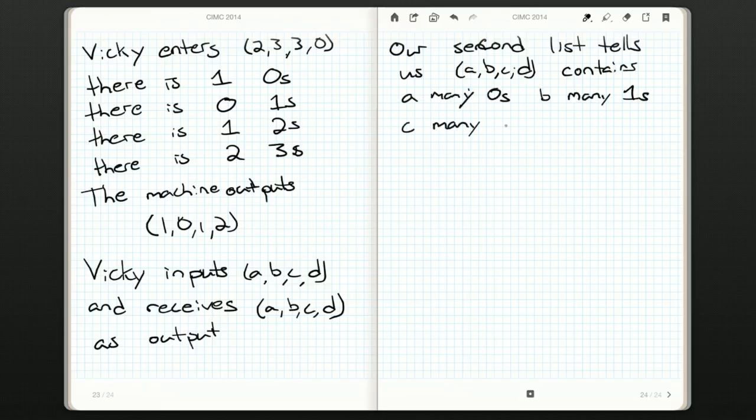So A, B, C, and D are not just the inputs, but they're also the description. So how many zeros are there? There's A. So if A was 3, there'd be 3 zeros in the original statement. B many 1's, C many 2's, and D many 3's.